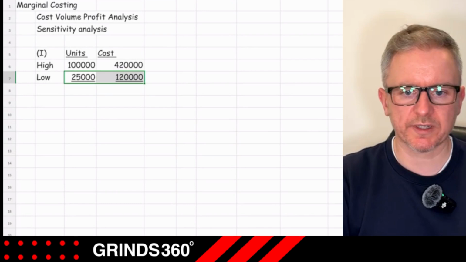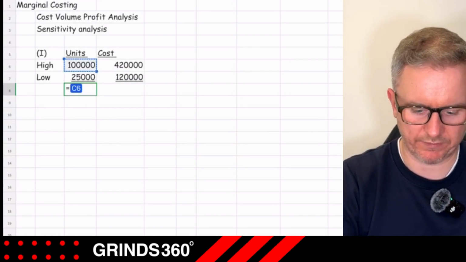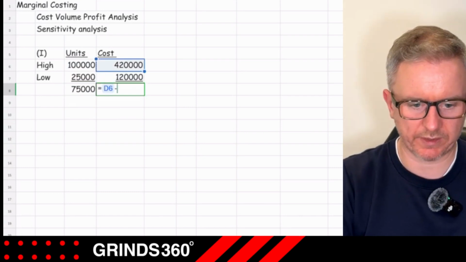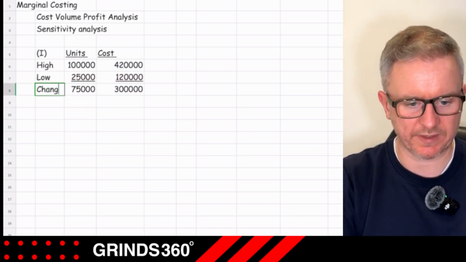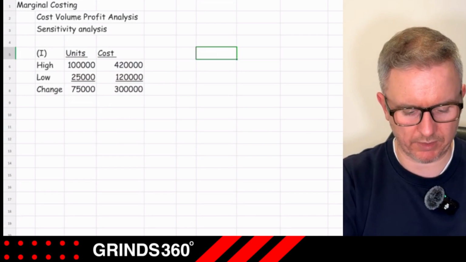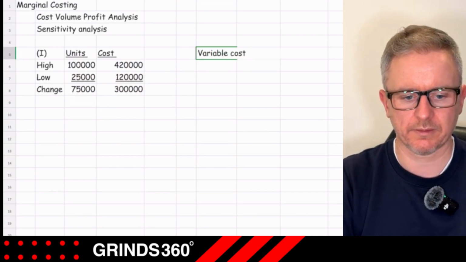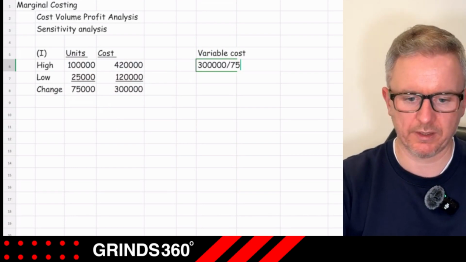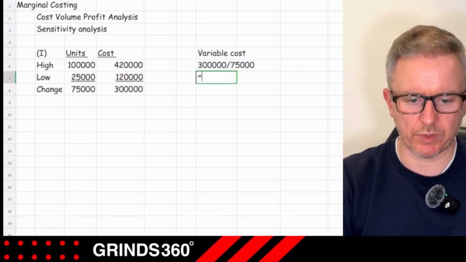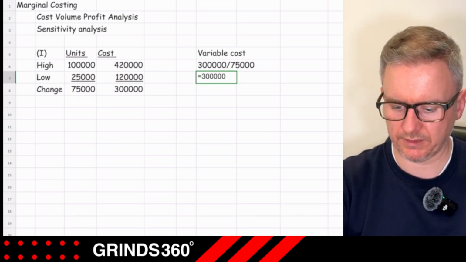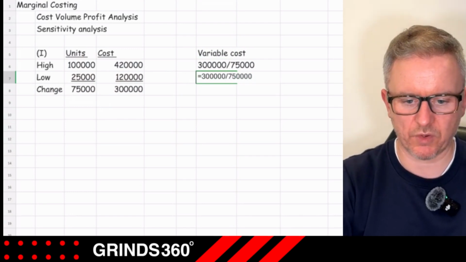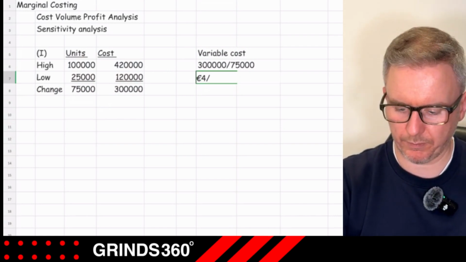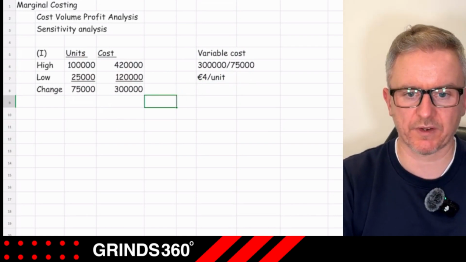Again, just like we did with flexible budgets, get your difference. So 100,000 minus the 25,000, and then your 420,000 minus the 120,000. That's the change. To get the variable cost, we take the total change in cost and divide it by the change in units. When you work that out, you have 300,000 divided by 75,000, so it's coming in at €4 per unit. So that's the first little part done.